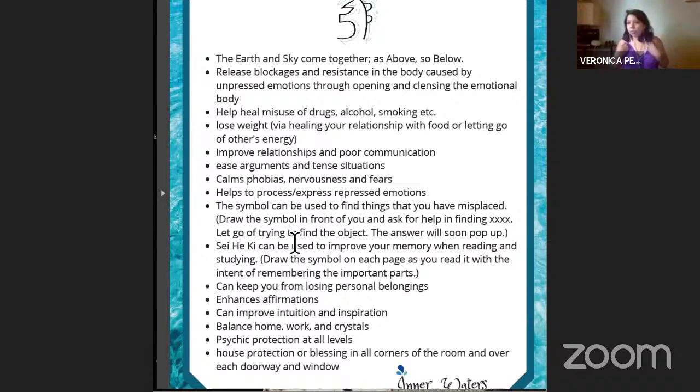So Seiheki is more for our emotional body. Chokurei, we tend to use more for our physical body. Seiheki is really just getting at those emotions. So we talked about the misuse of drugs or alcohol and helping with that. It can help calm phobias, nervousness, or fear. It's also a protector, so you can use the Reiki sandwich to do Chokurei, Seiheki, Chokurei, for protection and balancing your emotions.